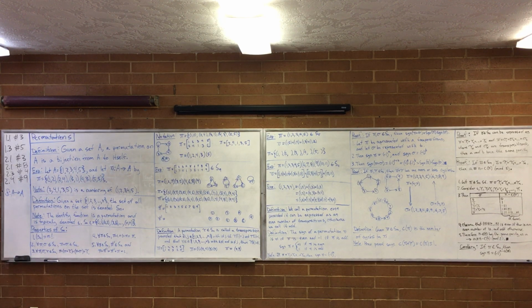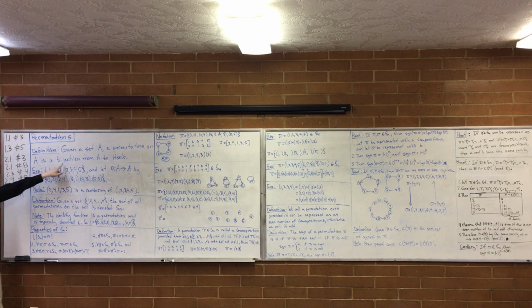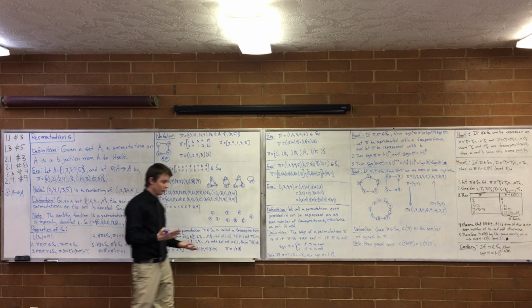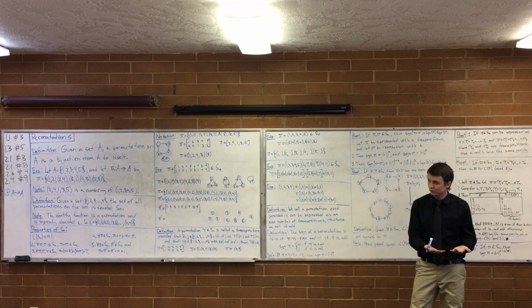Okay. So permutations. Definition. Given a set A, a permutation on A is a bijection from A to itself. Nice and simple. As a matter of notation, we typically use Greek letters when we're representing a permutation.